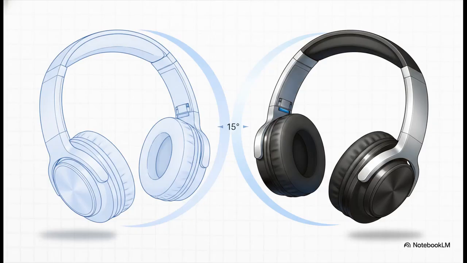But here's where it gets even more impressive. The follow-up prompt was a dead simple command: rotate the headphones 15 degrees to the right. The AI just did it. It executed the change perfectly without messing with the lighting, the shadows, or anything else. That's not just prompting anymore. That is granular, director-level control.